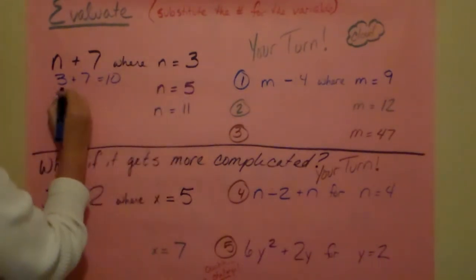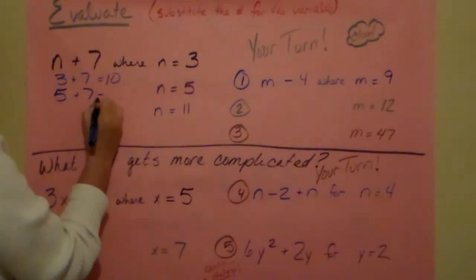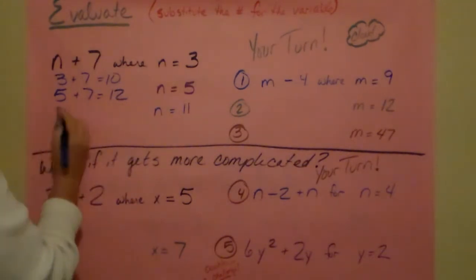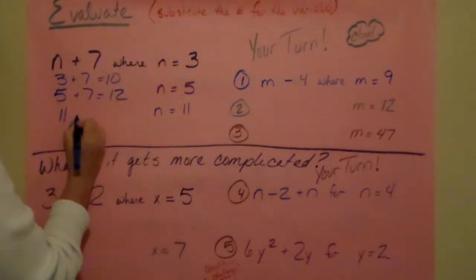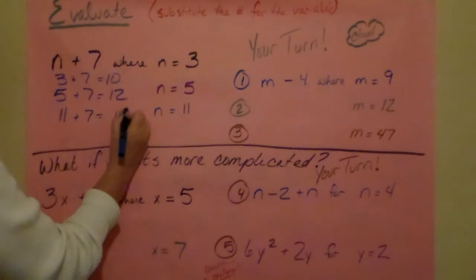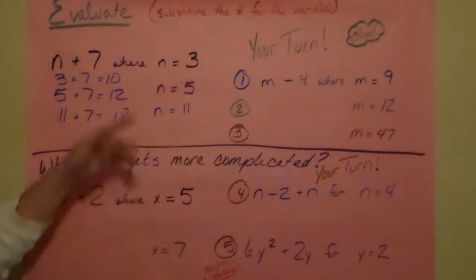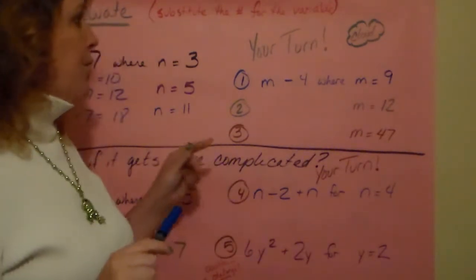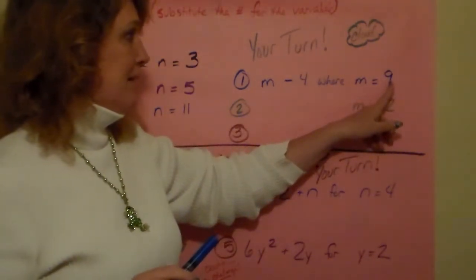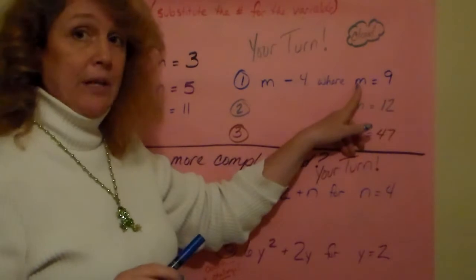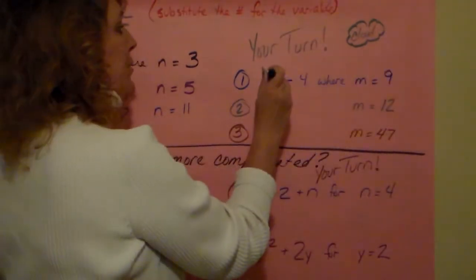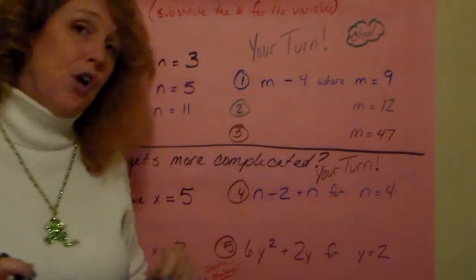What about if n equals 5? Well, now it's 5 plus 7. That's 12. And if n equals 11, 11 plus 7 is 18. See how that works? Your turn. I'm going to tell you what your variable equals. You're going to plug that number into the equation, and you're going to solve the equation.